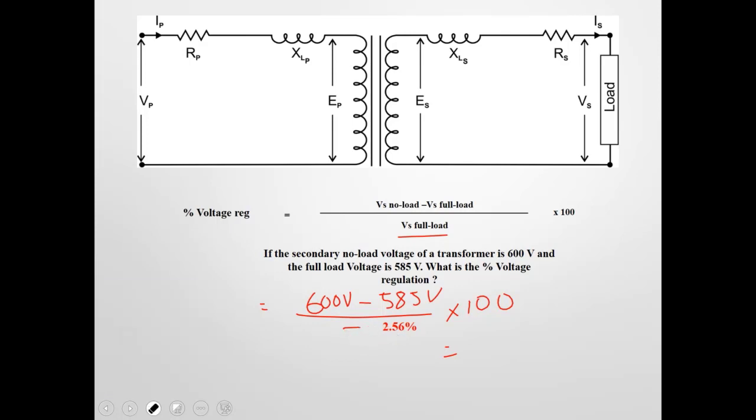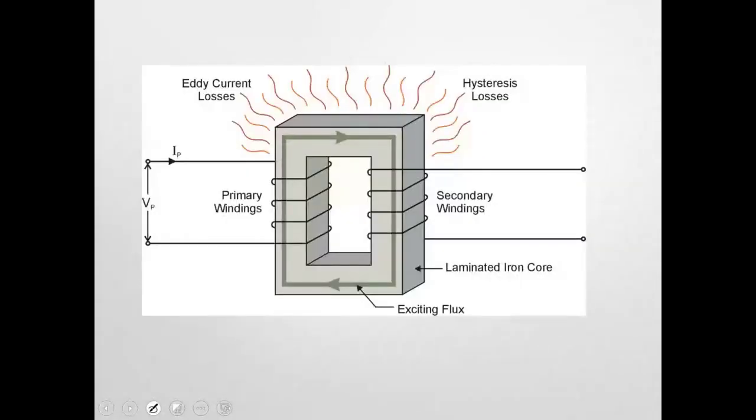Okay. We're going to get into a little bit of losses here on the transformer. The first thing we're going to talk about is core losses. Core losses are constant from no load to full load. That has no bearing on it, so they're constant when we're talking about core losses.